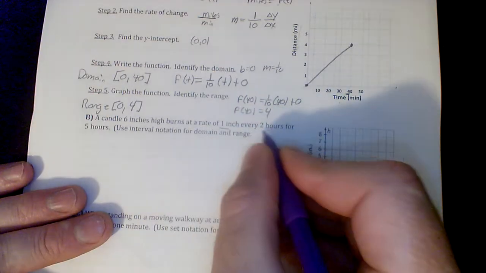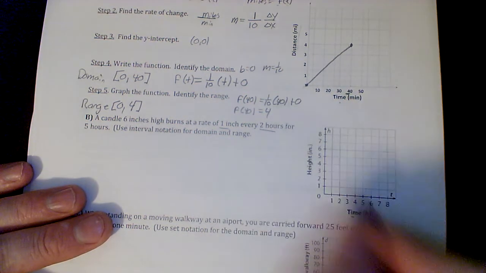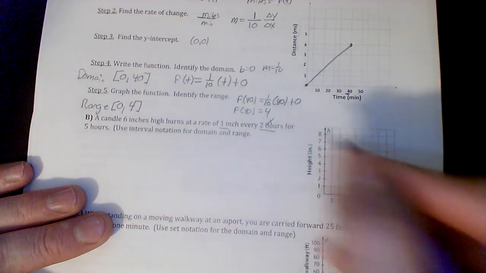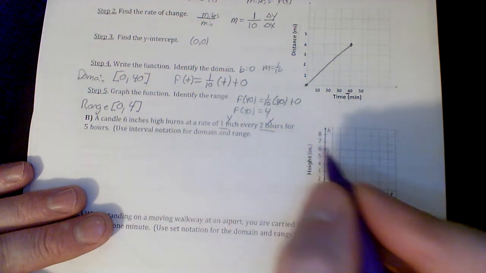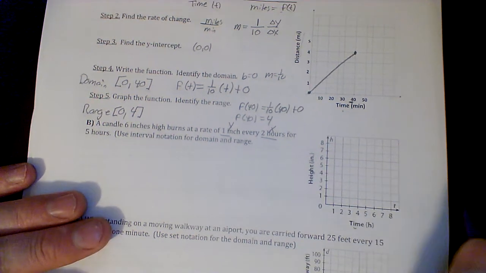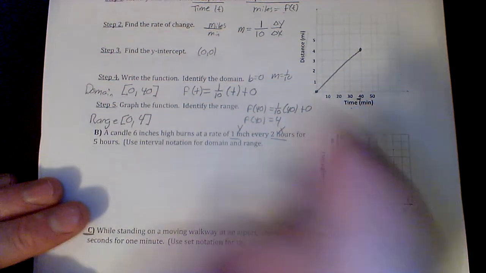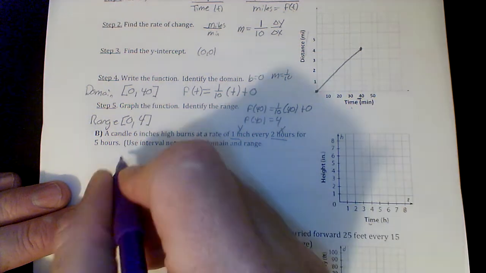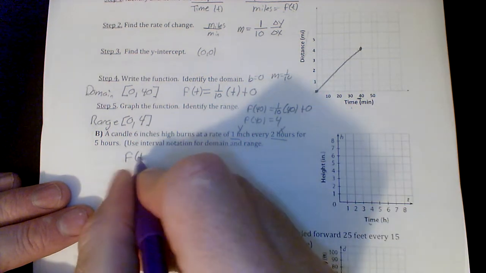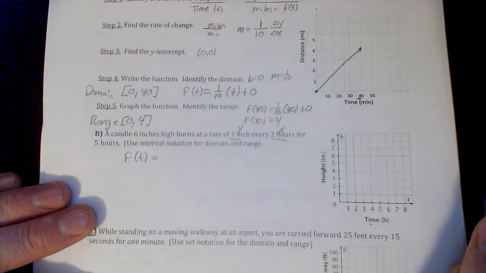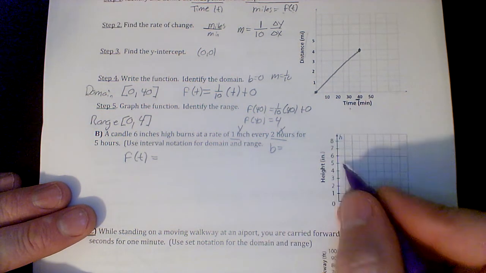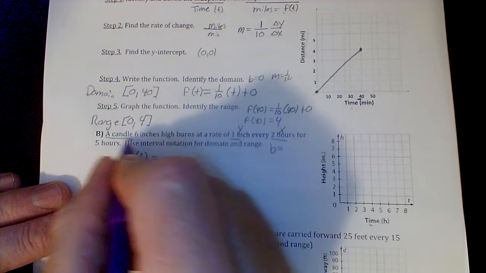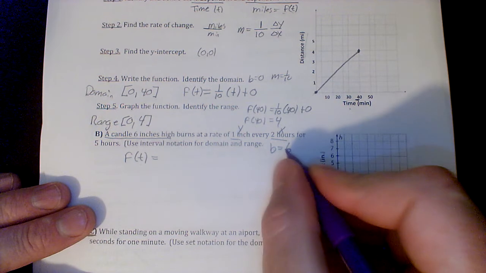Alright, a candle burns at a rate of 1 inch every 2 hours. Down here we have time, and that's going to be my input, so I'll put an x there. My height is going to be my y. I may make this a function of time, because it is. Let's use interval notation and write this. A function of time is equal to, well, my y-intercept is my start. That's going to be my starting height. The candle is 6 inches, so my starting height is 6.